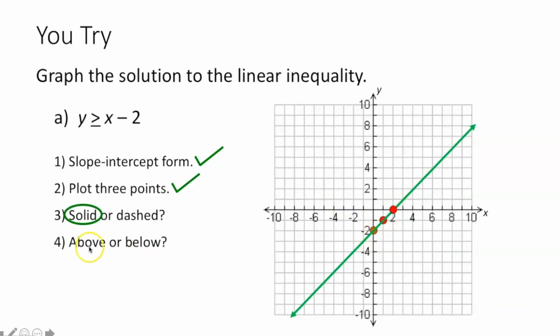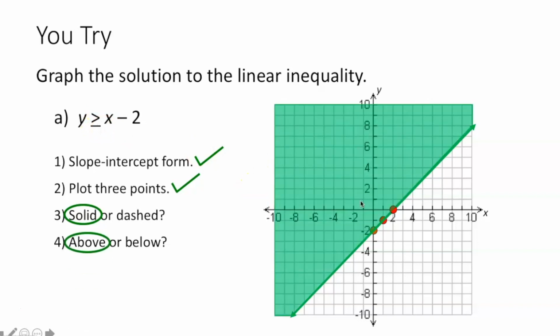Next, are we going to shade above or below this line? Well, because our inequality symbol is eating the y, it's y is greater than or equal to. We want all y's greater than or equal to. We're going to shade above this given line. So it's going to look something like this.